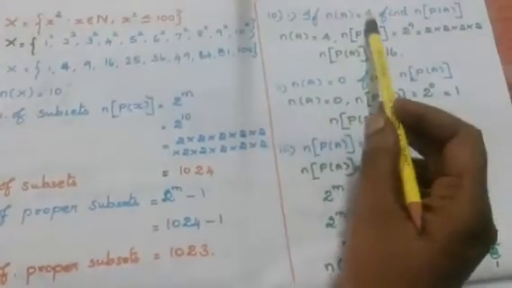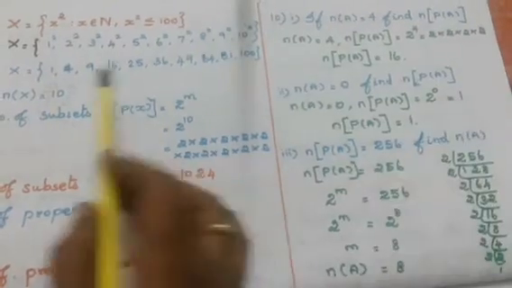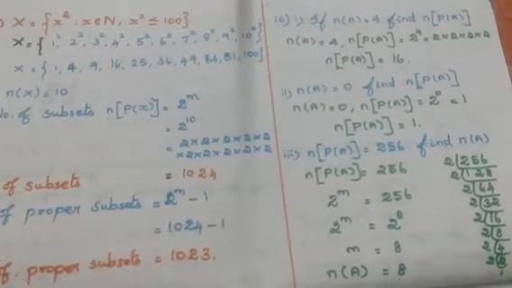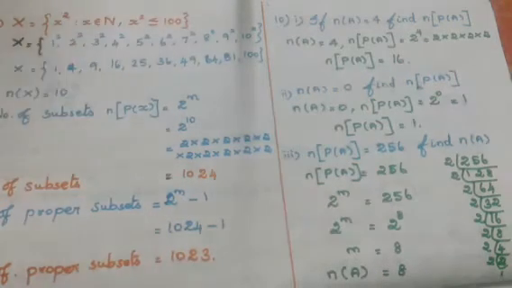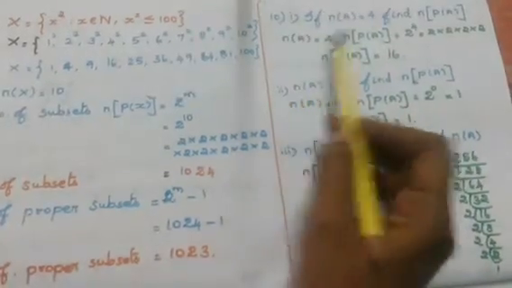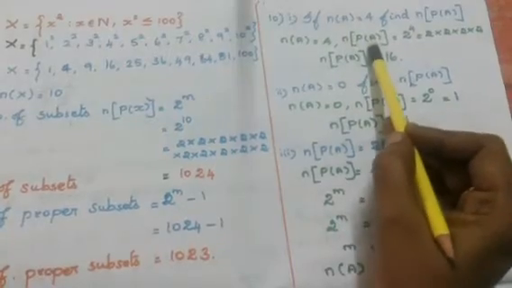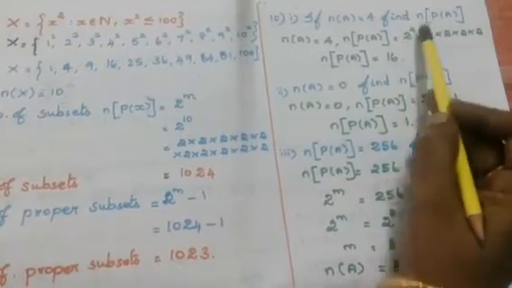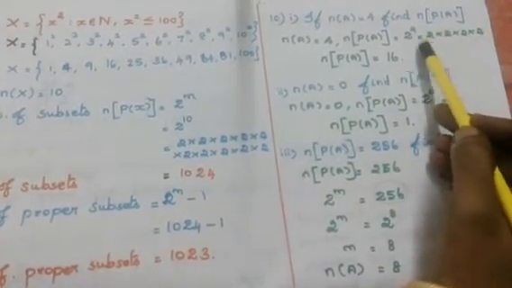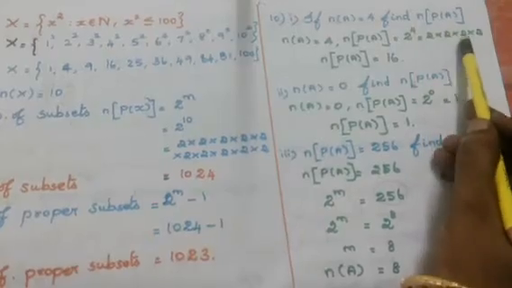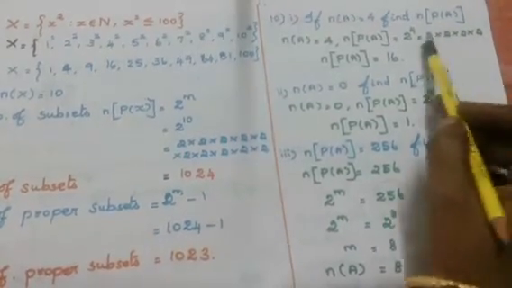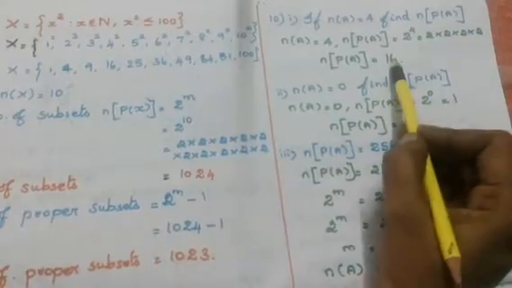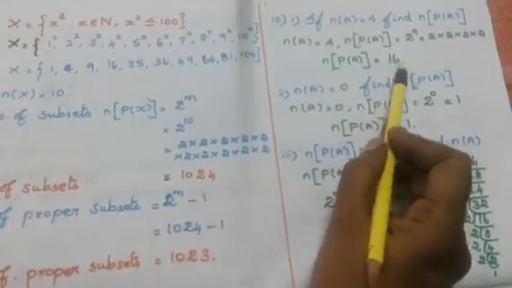If n of a is equal to 4, find n of p of a. Here a set is not given, the number of elements inside the set is directly given. So n of a is directly given, and we find n of p of a. Therefore n of p of a, what is the formula? 2 power m. So 2 power 4. 2 power 4 means multiply 2 four times: 2 into 2 into 2 into 2. We get 16. So n of p of a is equal to 16.